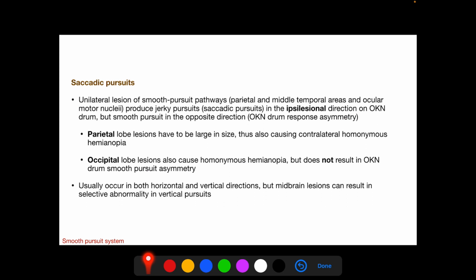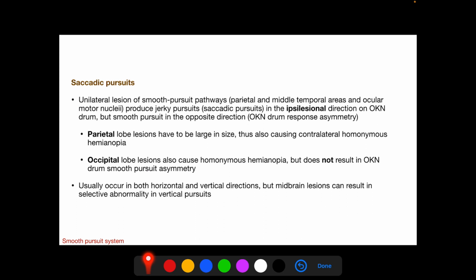To disrupt the smooth pursuit pathways, parietal lobe lesions have to be large in size. Thus, they also cause contralateral homonymous hemianopia by affecting the optic radiation. Contralateral homonymous hemianopia is also found in occipital lobe lesions, but they do not result in O'Kane drum asymmetry because the smooth pursuit pathways pass through the parietal lobe and not the occipital lobe. And thus, in a patient with a homonymous hemianopia, an O'Kane drum may help us to locate the lesion.